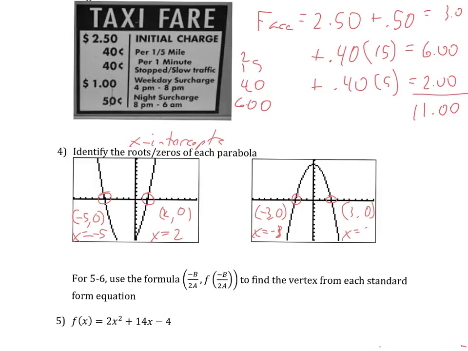X equals +3. In fact, some people would notice that, since it's the same number, 3, only positive and negative. Sometimes people will be fancy and say x equals ±3. Moving on.